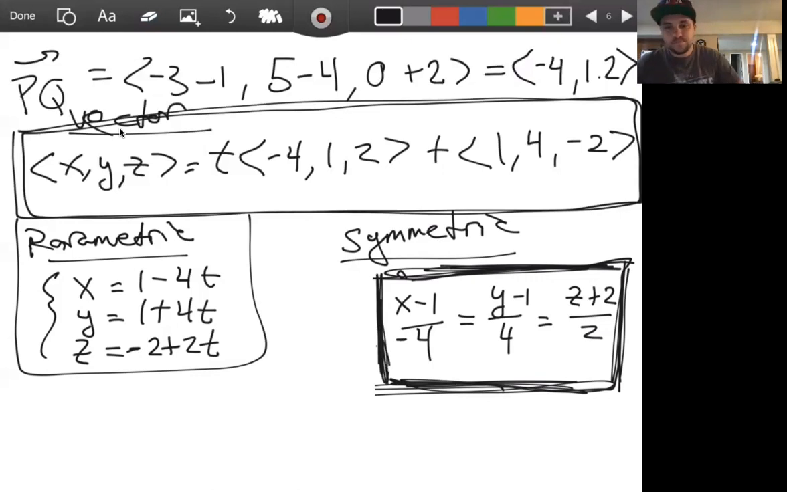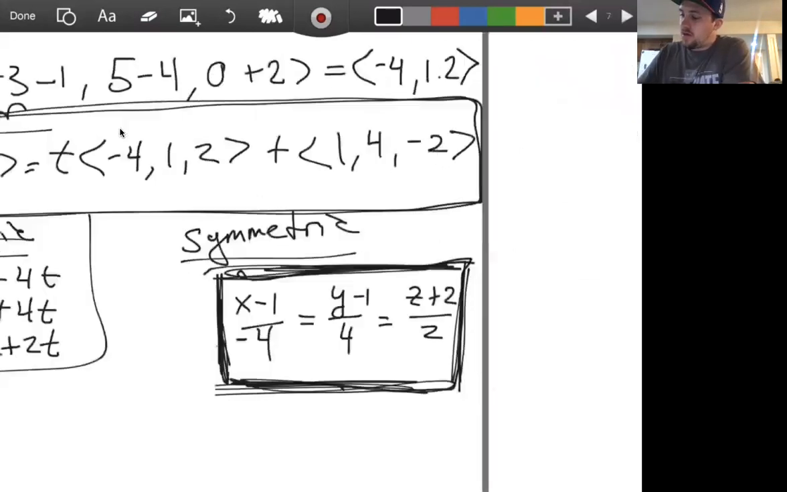So here's an example for how we can find an equation in vector, parametric, or symmetric form just by being given 2 points. So if you were given 2 points that lie on a line, you can find the equation for the line.